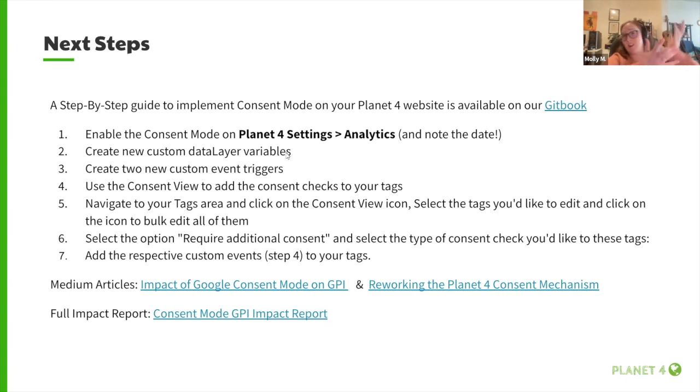It's very easy to turn on and off. You just need to do that within Planet 4. So if it's something that you want to try out and see how it impacts, then you can definitely do that.